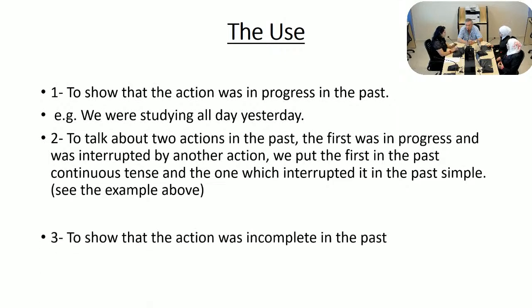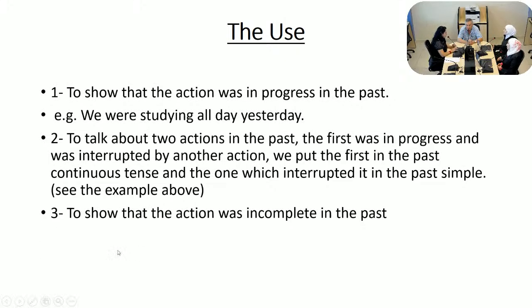Now about how to use the past continuous. We use it to talk about actions that were in progress, for example, we were studying all day yesterday. Second, when we talk about two actions in the past and one of them interrupted the other. In this way, we use the past continuous and most probably the past simple. For example, when I saw him, he was running, to show that the action was incomplete in the past.